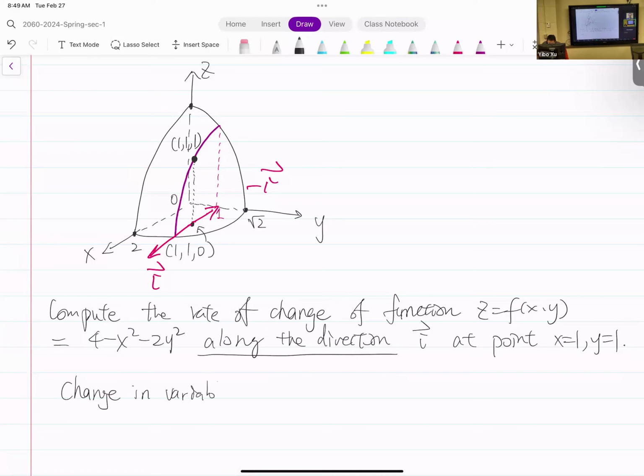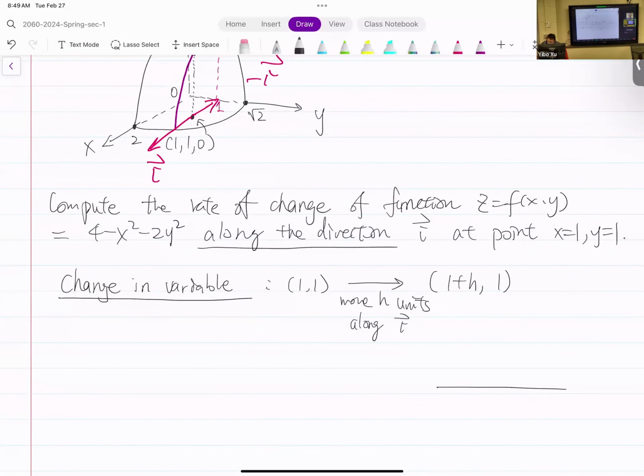So changing variable, now it's going to be starting from the point (1, 1) to the point (1 plus h, 1), because here we're just moving along the i direction. So it's going to be a move of h units along the i direction. Essentially, this is exactly the xy plane where we have the point (1, 1) right here. But then we're just moving along the direction i.